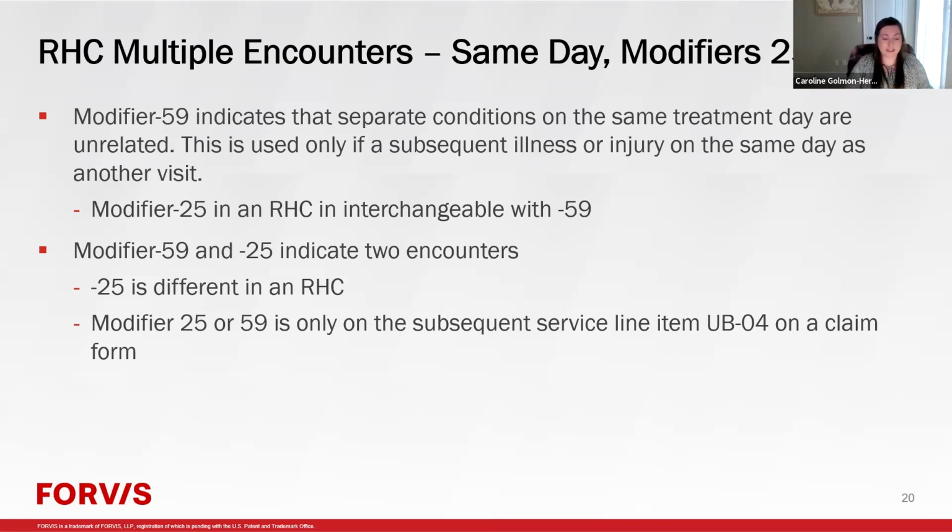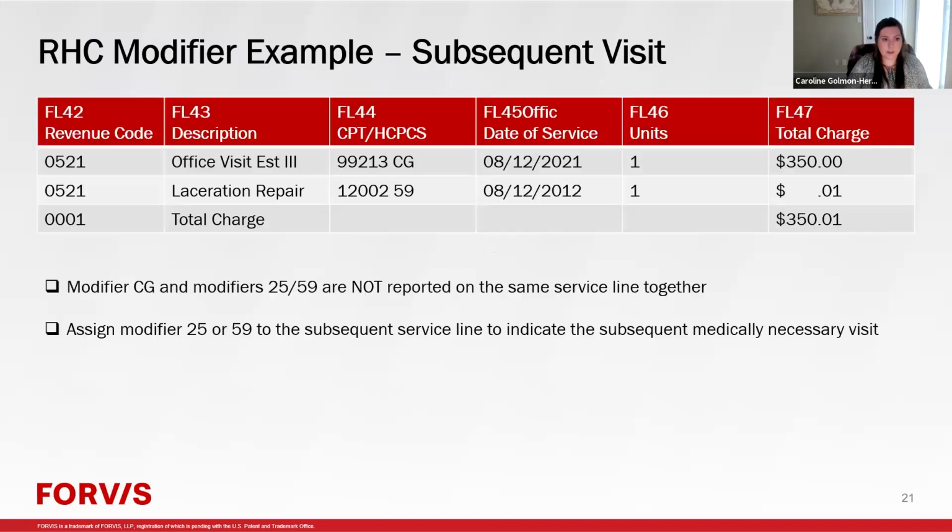Just as an aside, a little tip: modifier 25 is not used to distinguish an evaluation and management service from a procedure. So I want to make sure that you're not applying that 25 to something like the 99213. You want to make sure it's being applied to whatever subsequently happened. And I do have an example here.